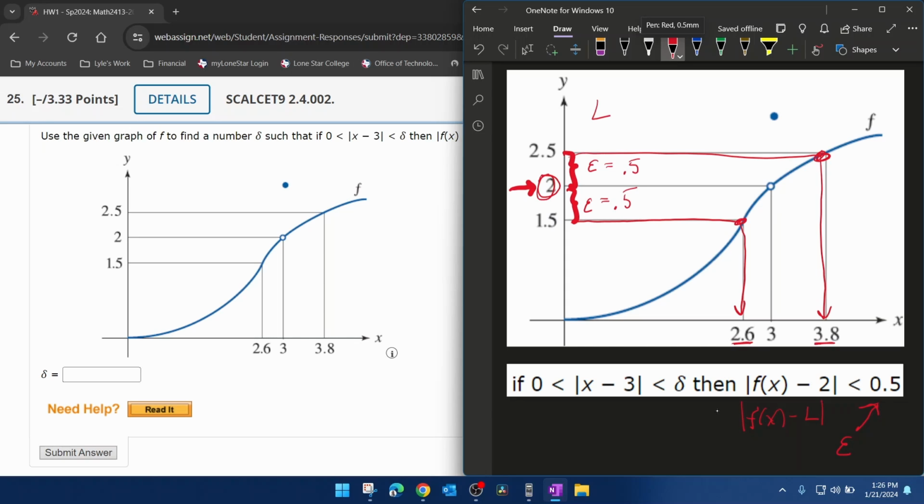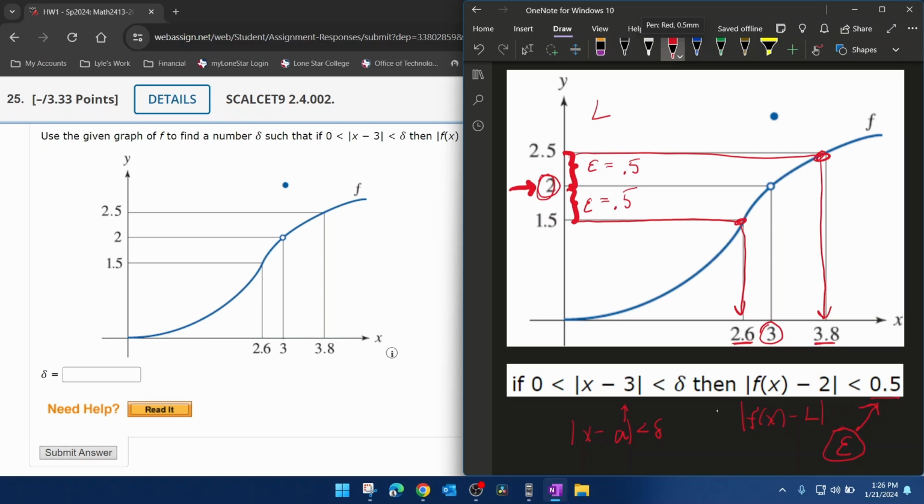And the distance those are away from our target x, which in this case is 3, remember this says the absolute value of x minus a has to be less than delta. So whatever that distance is away from a, it's got to be less than delta so that our y values are within epsilon of L. I hope that makes sense.